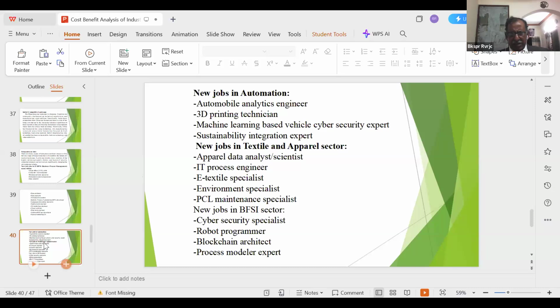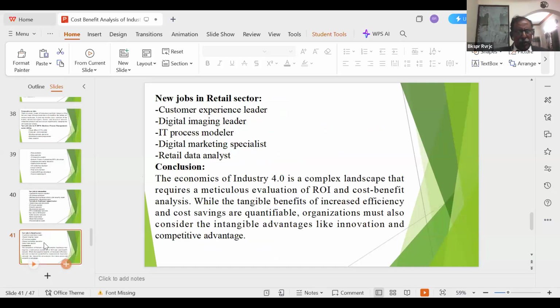New jobs in BFSI, banking and financial service industry: cyber security specialist, robot programmer, blockchain architects, process modular expert. New jobs in retail sector: customer experience leader, digital imaging leader, IT process modular, digital marketing specialist, retail data analyst.